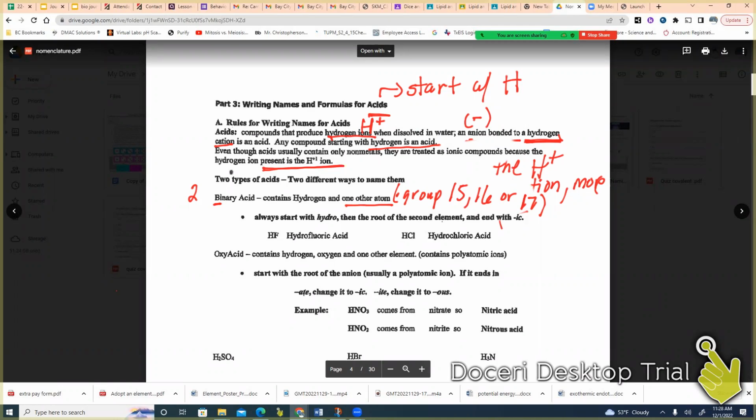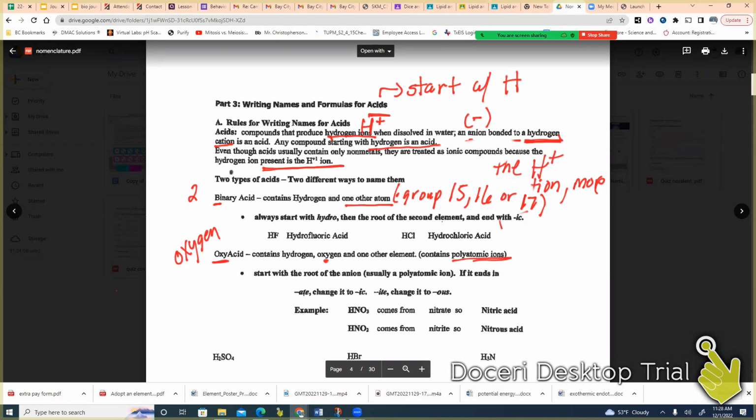All right, and then the other kind of acid is an oxyacid, which means it contains oxygen. So it's going to have hydrogen, oxygen, and at least one other element. This is where you are using the bottom of your ion sheet. For an oxyacid, you're going to be using your polyatomic ions.